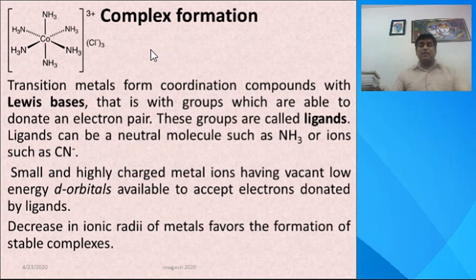Another important property of transition metals is complex formation. Transition metals form coordination compounds with Lewis bases. A Lewis base is a group or species that donates an electron or electron pair, and these groups are called ligands. These ligands can be neutral molecules like water, ammonia, or ions like cyanide, chloride, etc.